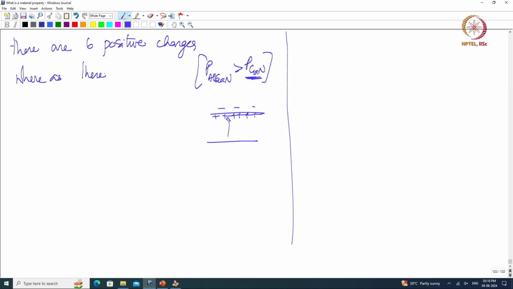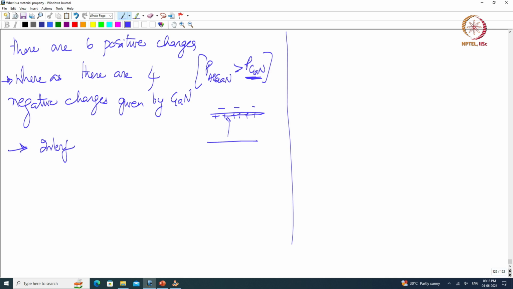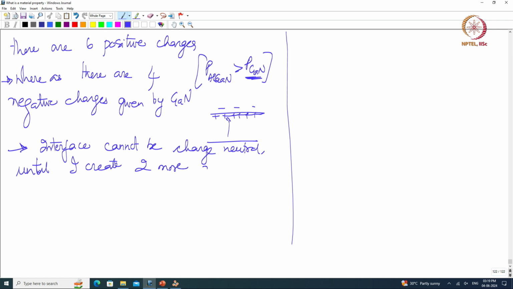Whereas, there are 4 negative charges given by GaN, right. So, now the interface hence cannot be charge neutral until I create 2 more charges, 2 more negative charges.